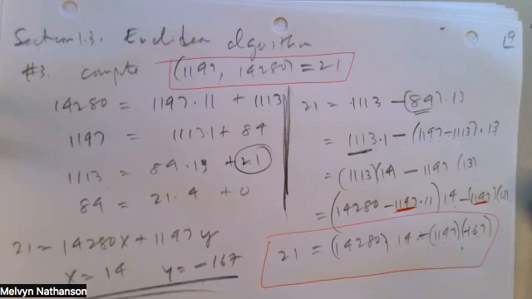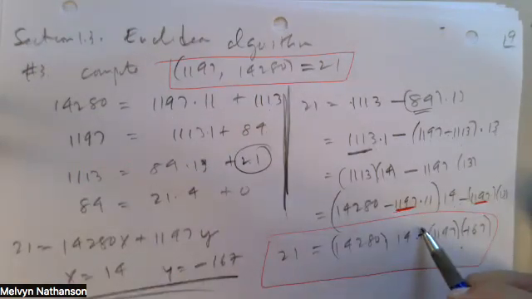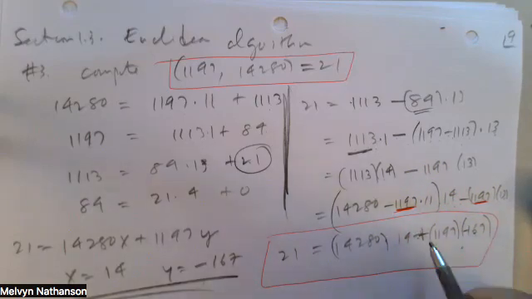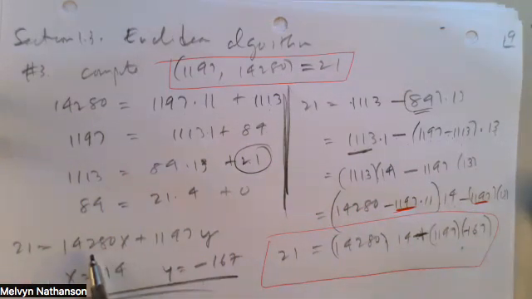At the last part, is that a plus? Well, 21 equals 14,280 times 14, plus 1197 times minus 167 if you like. Thank you. So I'm writing 21 as 14,280x plus 1197y, x equals 14, y equals minus 167.